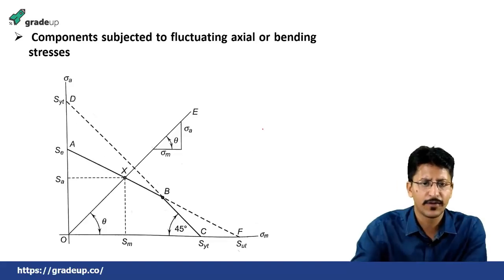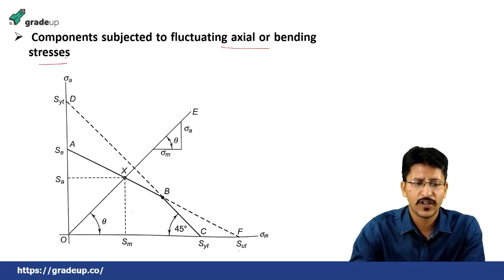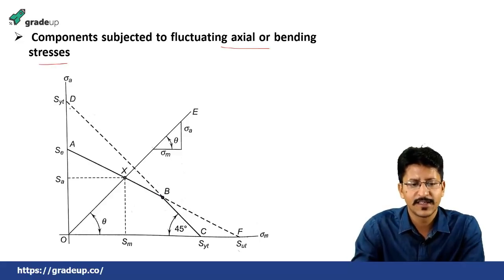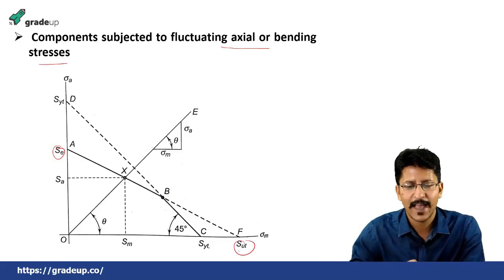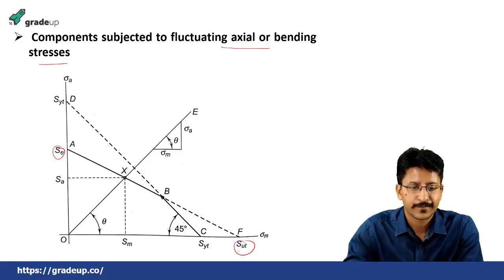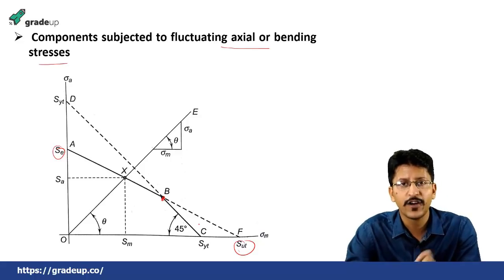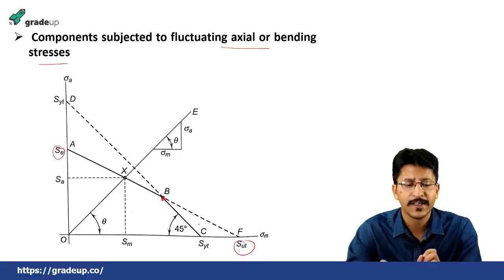This is the first one, the component subjected to fluctuating axial or bending stress. This dotted line, this DC line, is the yield line, and this line from SE joining SUT is the Goodman line. And this A, B, C region is the modified Goodman region or the region of safety.